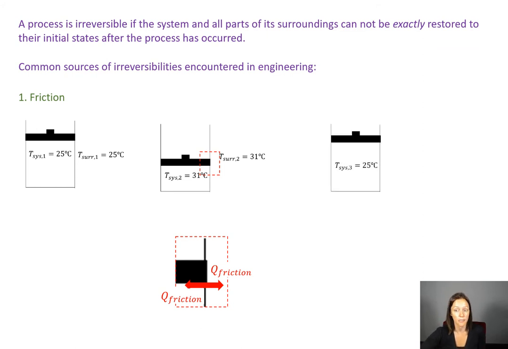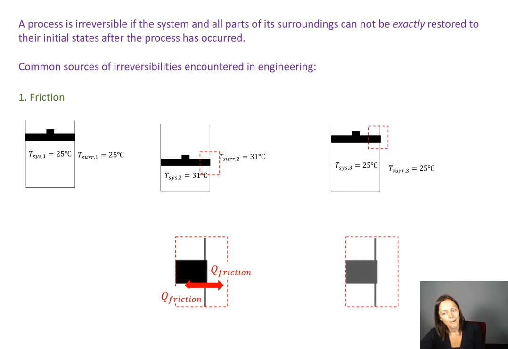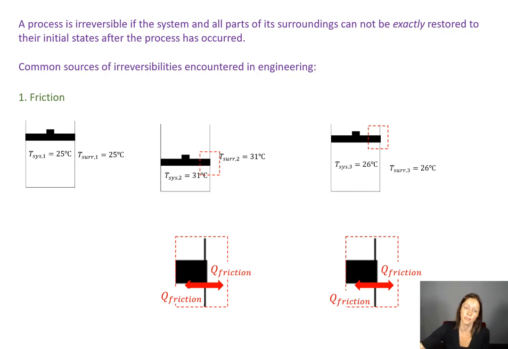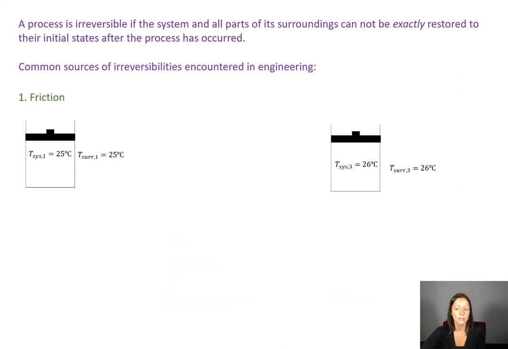All right, now it expands again, and before it went back to 25 degrees Celsius. Both the system and the surroundings are allowed to come into thermal equilibrium with one another, but because frictional heat is generated as it slides back up again, instead of 25 degrees, maybe I go to 26 degrees Celsius. So you can see that the initial state and the final state are not the same.